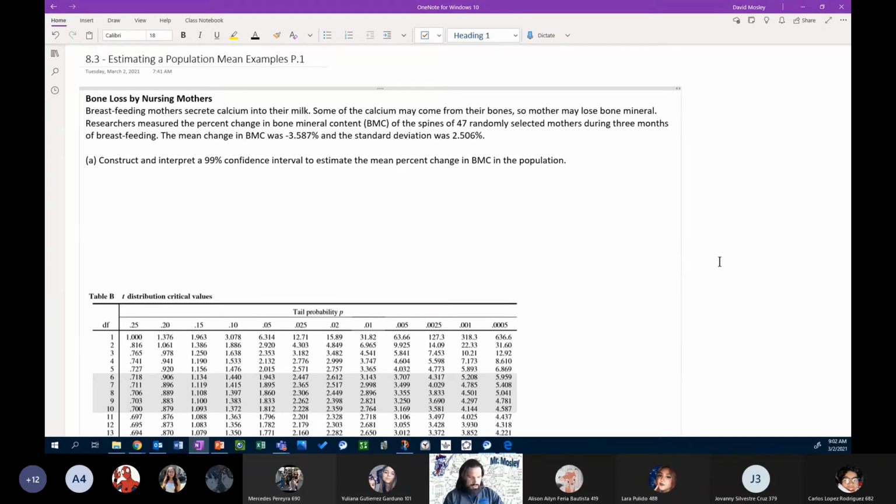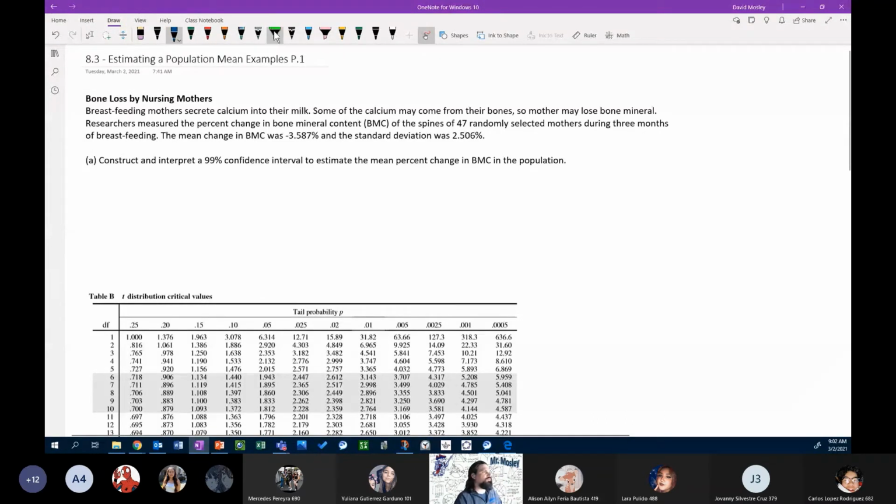So here we have our first example problem. We have bone loss by nursing mothers. Breastfeeding mothers secrete calcium into their milk. Some of the calcium may come from their bones, so mothers may lose bone mineral. Researchers measured the percent change in bone mineral content, BMC, of the spines of 47 randomly selected mothers during 3 months of breastfeeding.